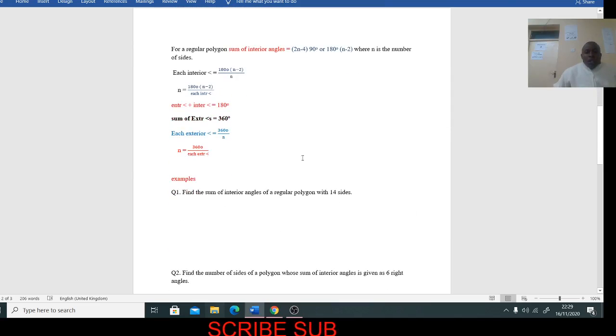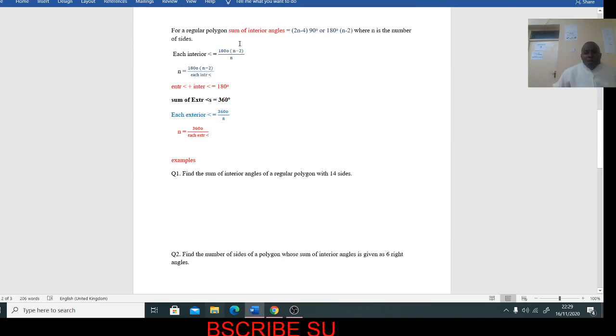Now, let's talk about a regular polygon. How do we find the sum? We have seen each interior angle of each polygon. Like for a triangle, we said each interior angle is 60 degrees. Remember the sum now is 180. How do we find that sum?